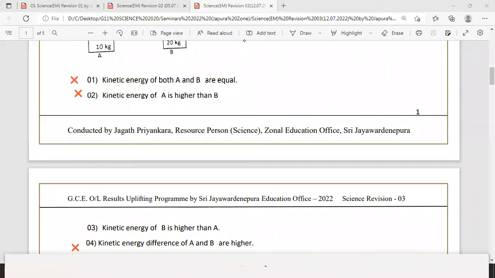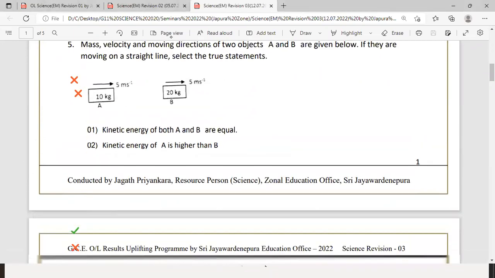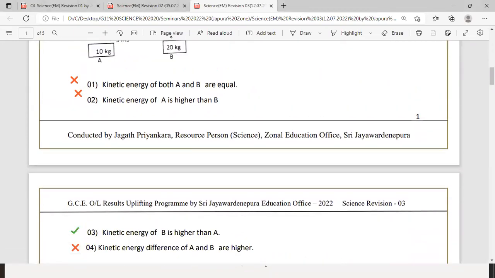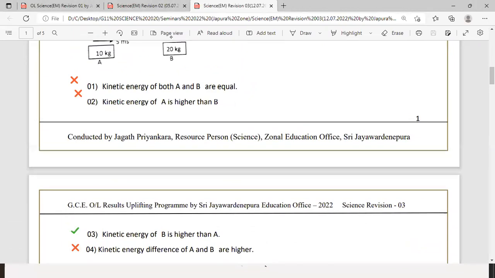How many of you got the third answer? Question number 5, the answer is third. How many of you got the third answer? Right, very good. Around 25-26 students raised their hand. Well done. Next one.